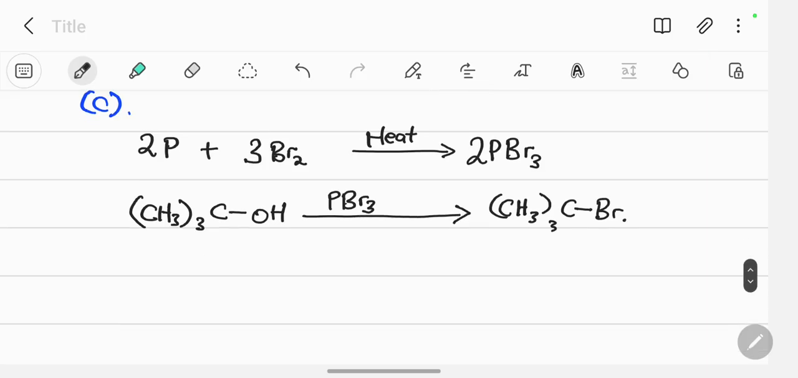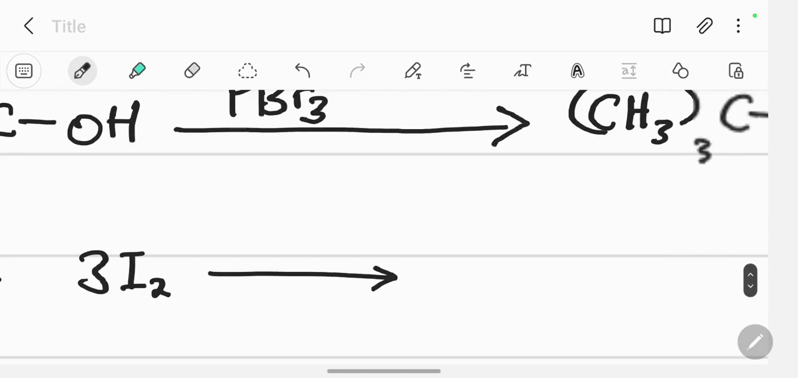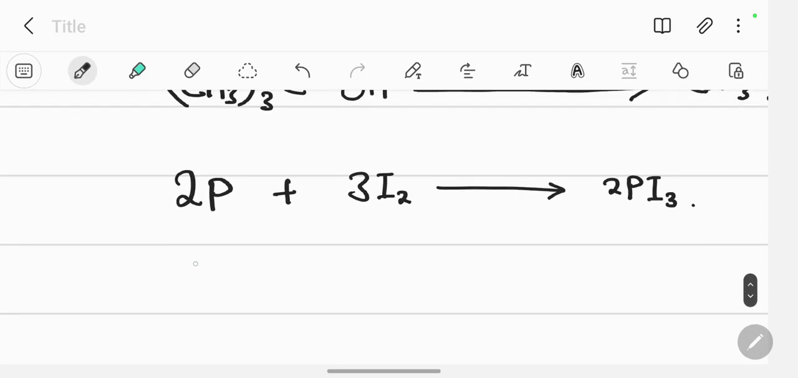And this is a reaction that is used when you don't want to use bromine and you're using iodine. You use the same balancing, giving us 2P, iodine 3 there. So it's the same reaction, though whether you bring a primary alcohol, secondary or tertiary, it's going to give you the same thing.